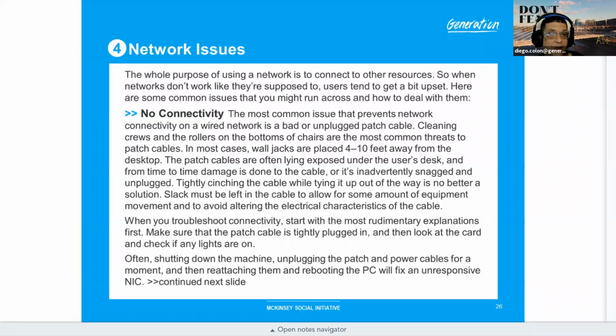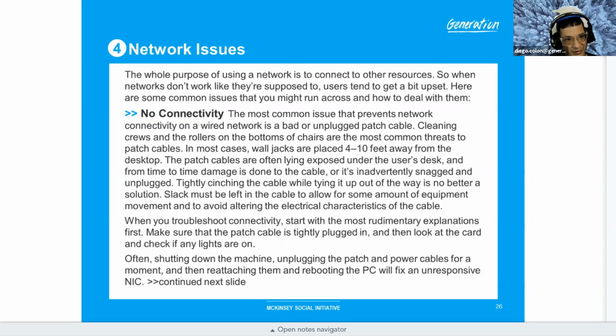Next, the whole purpose of using a network is to connect to resources. As we know, if you have no connectivity, the most common issue that prevents it could be a bad cable. I've seen it plenty of times with cleaning crews, where they start moving these monsters around, and unfortunately they're trying to clean behind the actual all-in-ones, and they actually disconnect it from the wall.